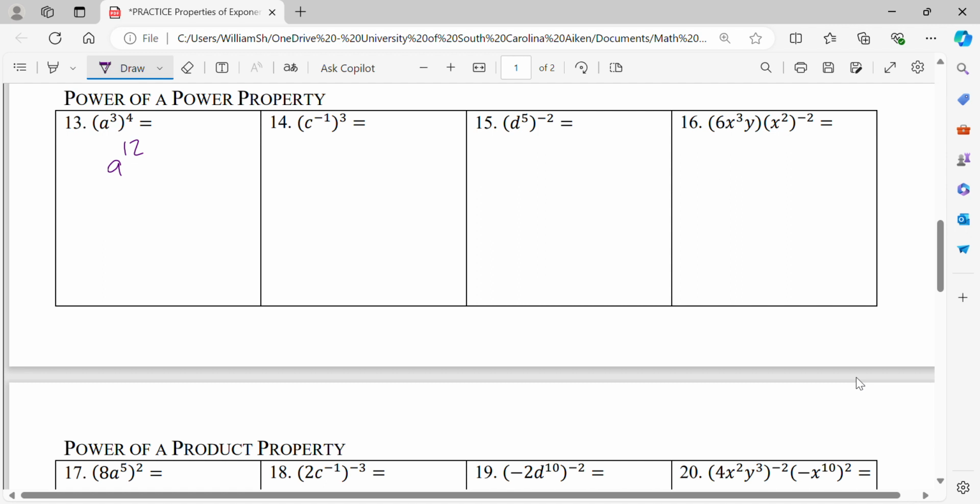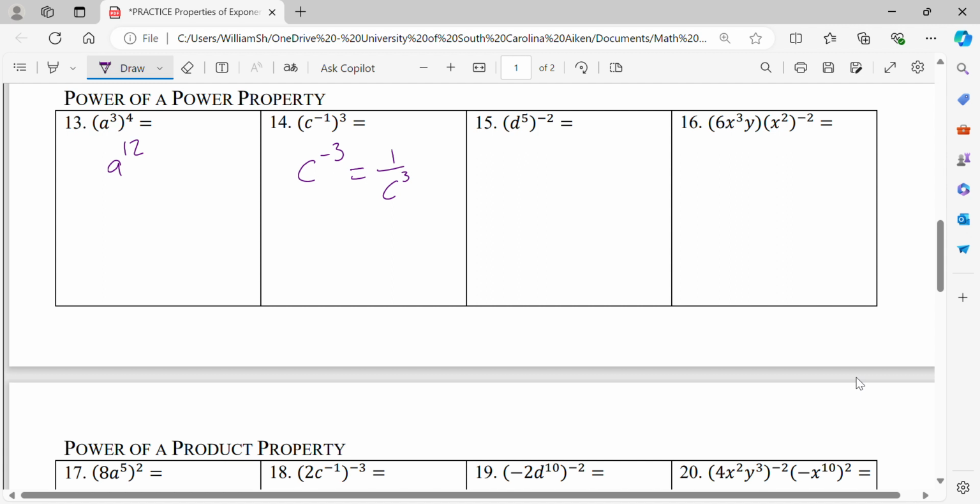So if I go on to number 14, c to the negative 1 raised to the 3rd power, I'm just multiplying. See how my mind jumped straight to it. Power to a power, I multiply. So I'm really just getting c to the negative 3rd. Keep in mind, we don't want negative exponents here. So I do need to do a little extra step. Bring that down to the denominator so that I can change that exponent to a positive number, a positive 3. But all I did was negative 1 times 3 to get my exponent there.